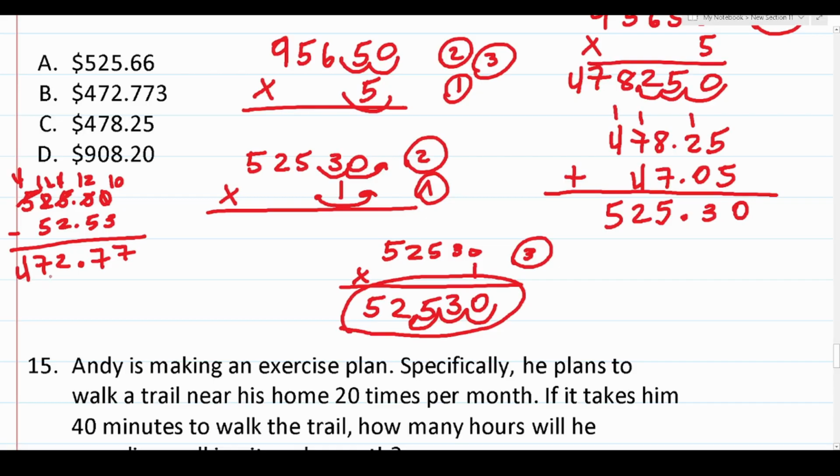So this is 472.77. I don't know why that 3 is there. It shouldn't be there. It's probably a typo. So this one's 472.77. Okay? Again, a lot of arithmetic to this one, but nothing too difficult.